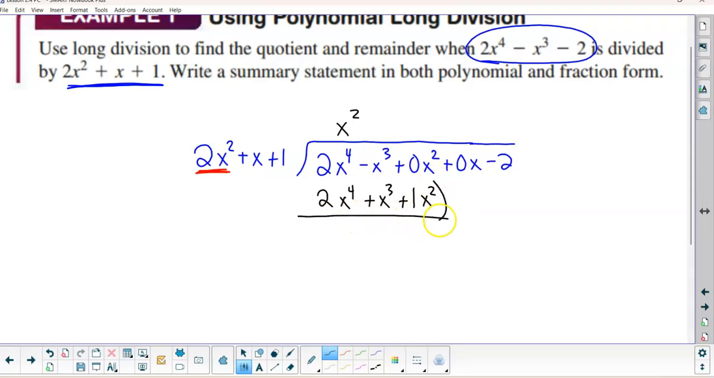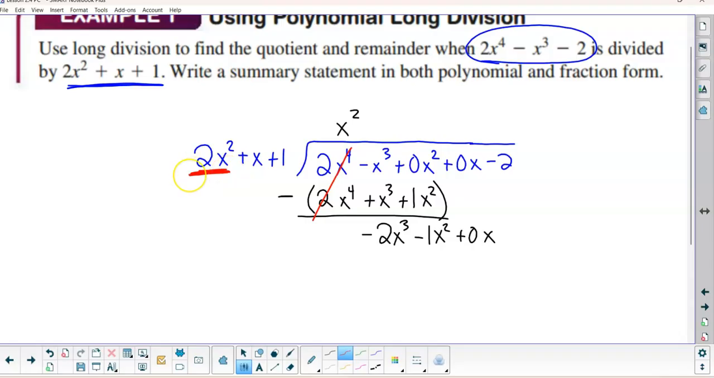And now we have to subtract this from every term above it. So you can see the 2x to the fourths are going to cancel out. And then we have to take negative 1x to the third minus 1x to the third, which gives us negative 2x cubed. And then we take 0x squared minus 1x squared to get negative 1x squared. Again, you got to subtract each term from the term above it. Bring down the next term, do it again.